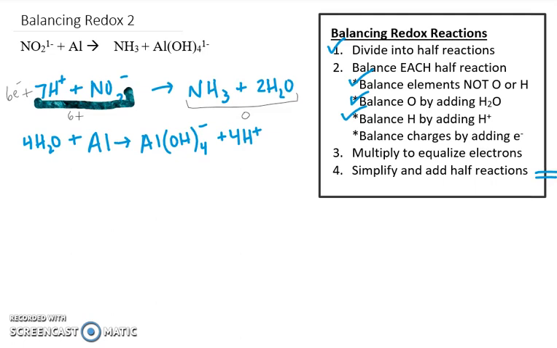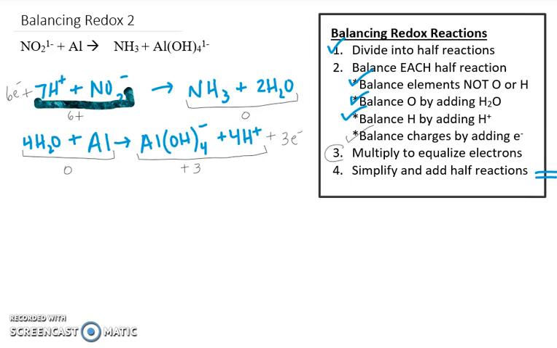Now I'm going to look at the bottom reaction. Again, I think it's helpful to do this. On the left-hand side right now, I have a charge of 0. On the right-hand side, let's add this all together. I have a charge of positive 4 from the H pluses, and a negative 1 means my overall charge here is plus 3. So I'm going to add 3 electrons to this side. All right, so now we've done all of step 2.